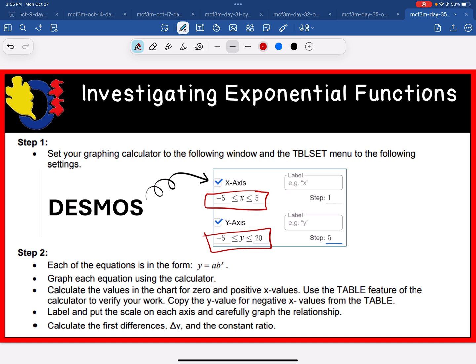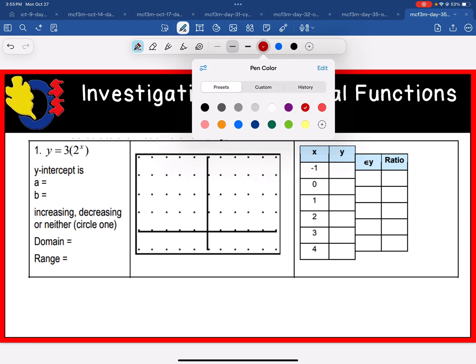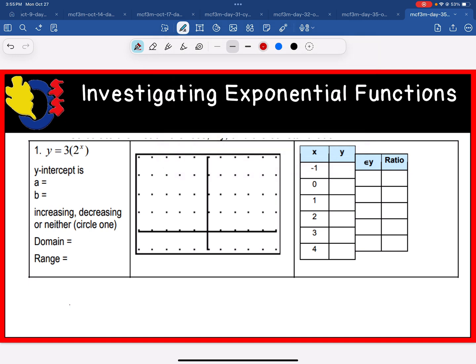Okay, so we're going to be looking at functions today in the form of y equals a times b to the exponent x, where a is greater than 1. For this first example, we have y is equal to 3 times 2 to the exponent x. I'm not going to open up Desmos and flip back and forth, but you can go ahead and open up Desmos and type in y equals 3 bracket 2 to the exponent x.